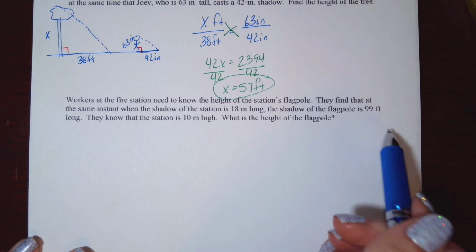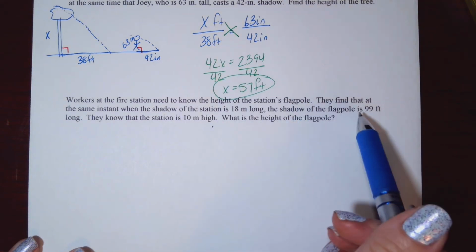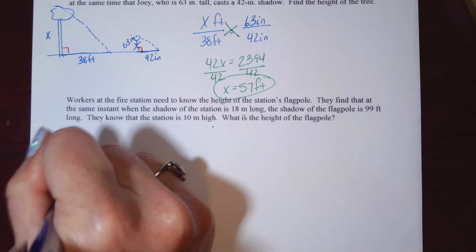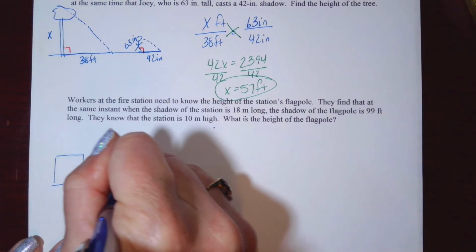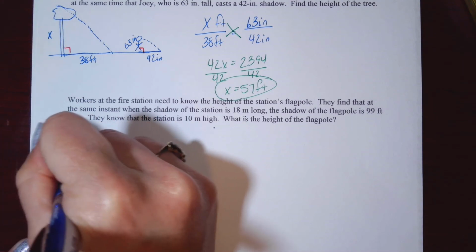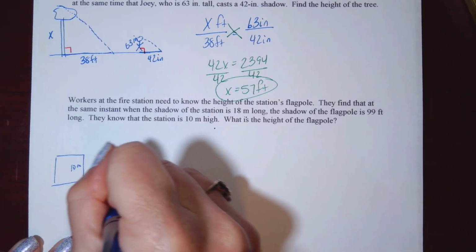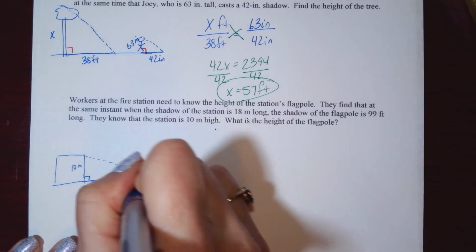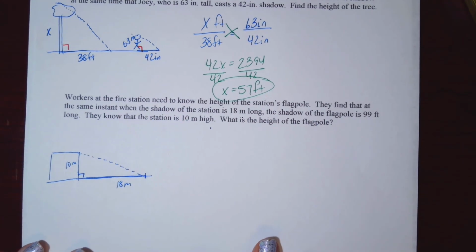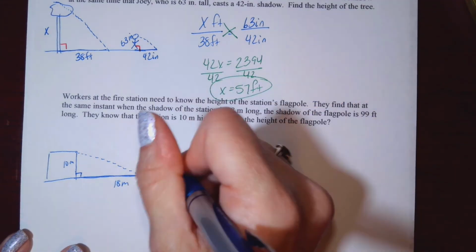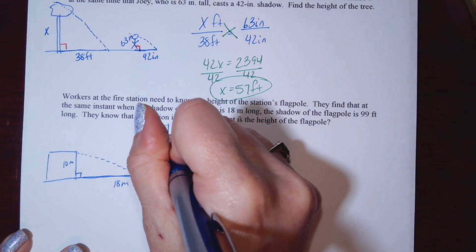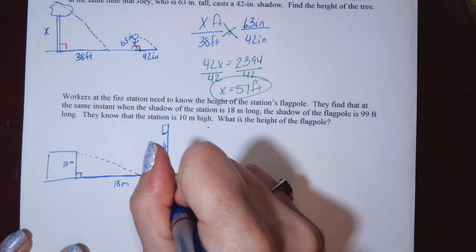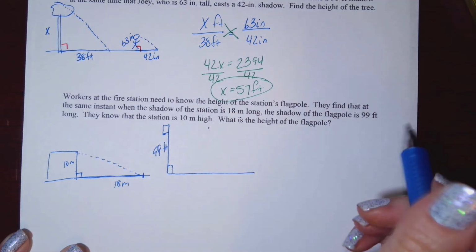So we've got a 10-meter tall building casting an 18-meter long shadow. So the sun is definitely in a different spot, right? Because the shadow is longer this time. So a 10-meter tall building is casting an 18-meter long shadow. There's one right triangle. That's supposed to be a straight line, sorry guys. And then we got that flagpole out there. And that flagpole is 99 feet tall. And it's casting a shadow.